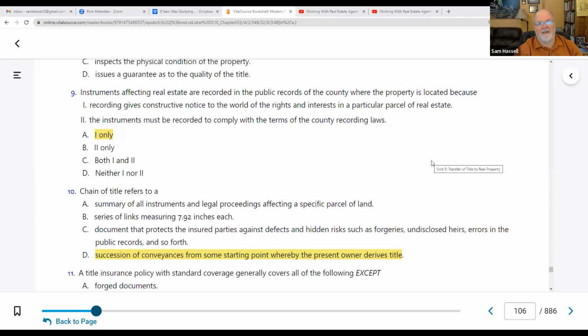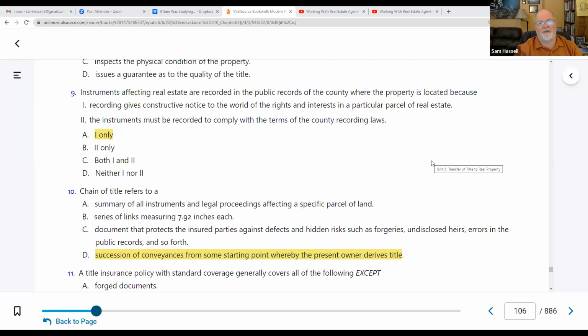Instruments affecting real estate are recorded in the public records of the county where the property is located. Because number 1, recording gives constructive notice to the world of the rights and interests in a particular parcel of real estate. That is true. When you do this, this is constructive notice. It lets the world know, right? I showed you when we did the counties how to find it. It's all public information, right? Your taxes are recorded. That's why it becomes public.